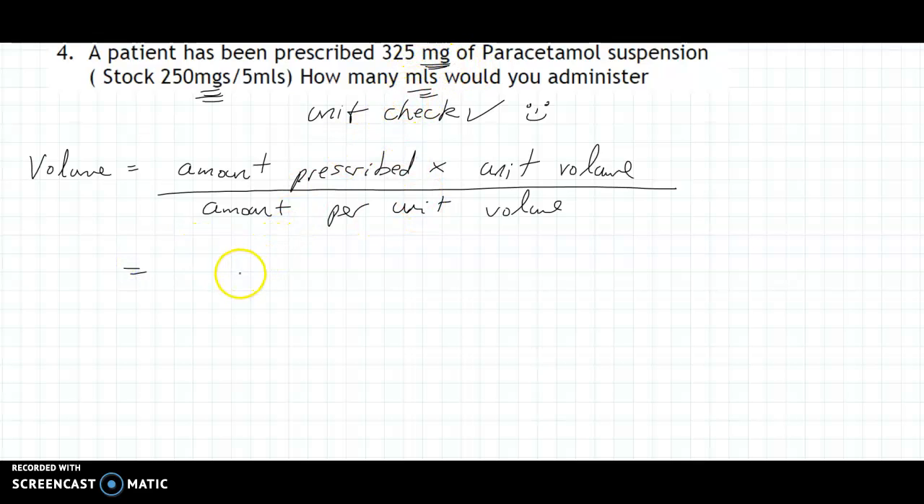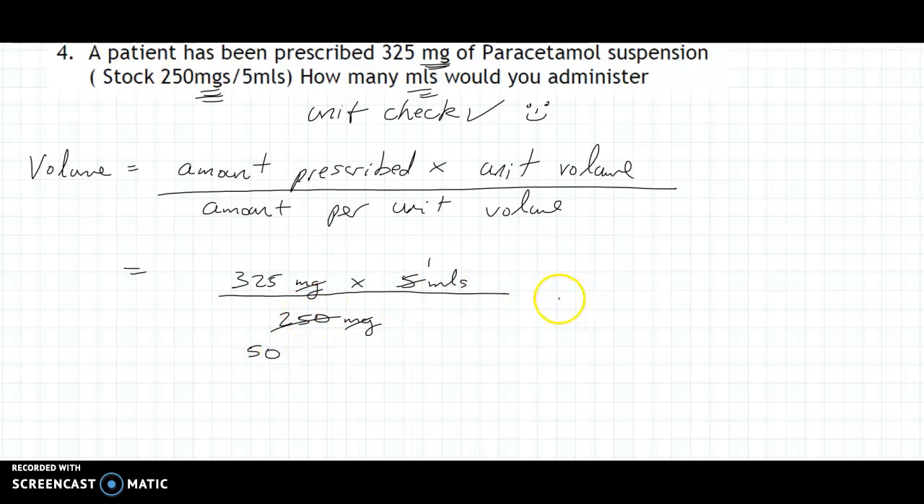The prescribed amount there is 325 mg, multiplied by the unit volume, which is 5 milliliters, all over the amount per unit volume, the amount that comes in 250 mg. And the mg is cancelled there. Now we see all these numbers are divisible by 5. 5 into 5 goes once, and we can divide down below here as well. 5 into 25 goes 5 times, so 5 into 250 goes 50 times.